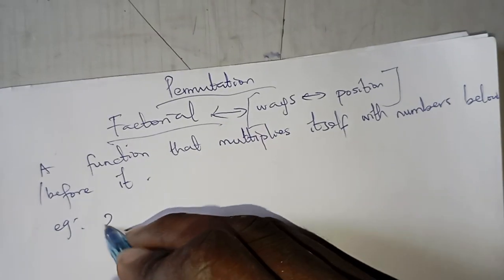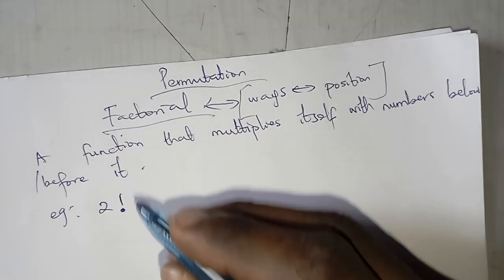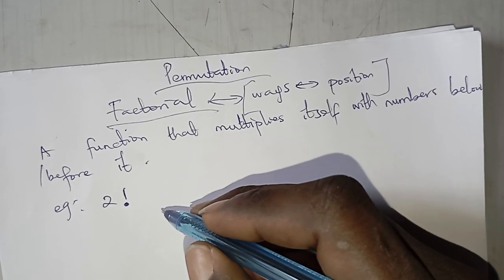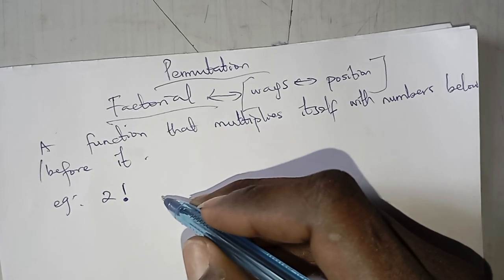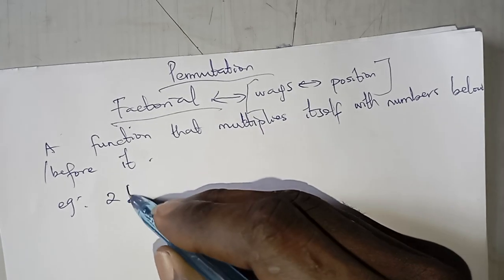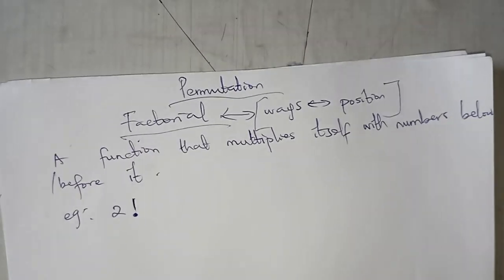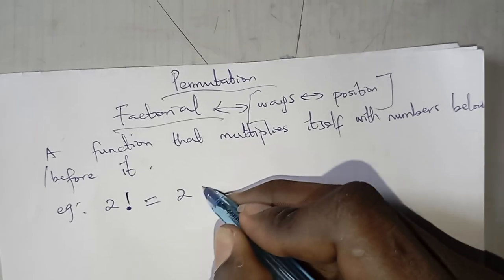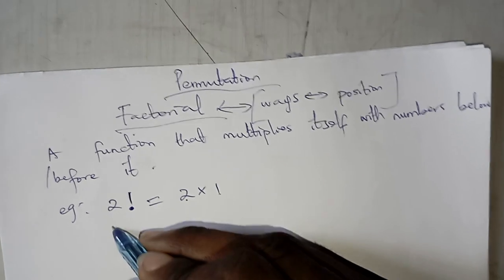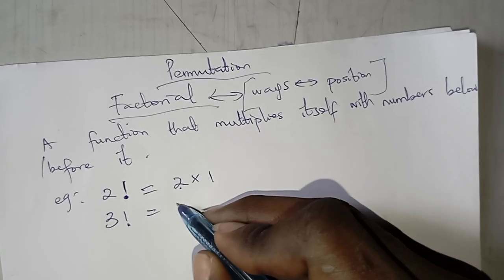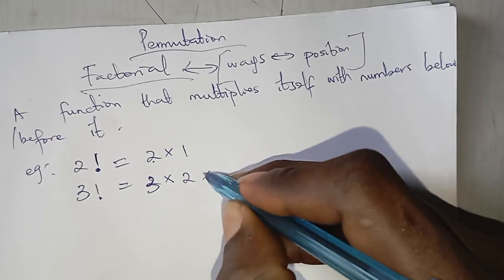If I say 2 factorial, we represent this with this exclamation mark. You know that a unit is the standard for expressing or detailing quantities. So I said that for permutation, this is like the unit used, ways. So 2 factorial is the same thing as saying 2 times 1. And notice that 1 is below 2 and 1 comes before 2. If I say 3 factorial, it multiplies itself with numbers below it: 3 times 2 times 1.